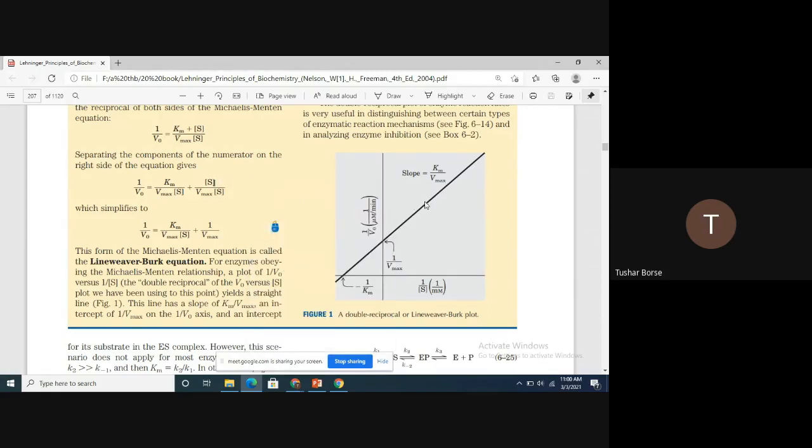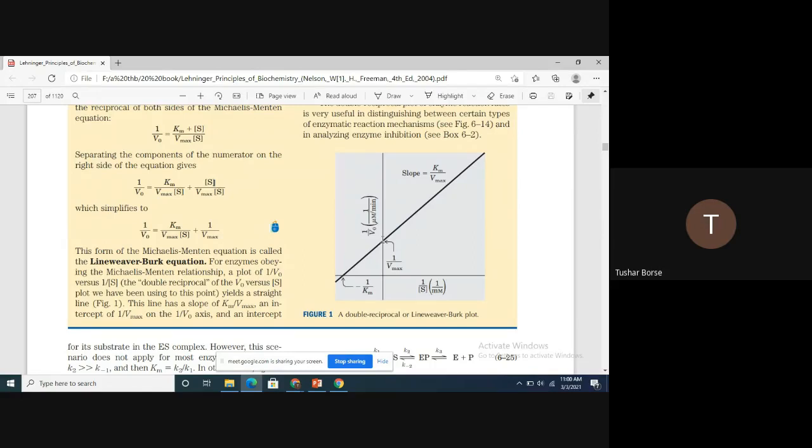So if they gather in this region, you can draw a straight line, but the straight line ends up here. The point where this line intercepts the y-axis, that is the velocity axis, is the point which can be calculated as what? The Vmax. So Vmax is the point where this straight line intercepts the y-axis.